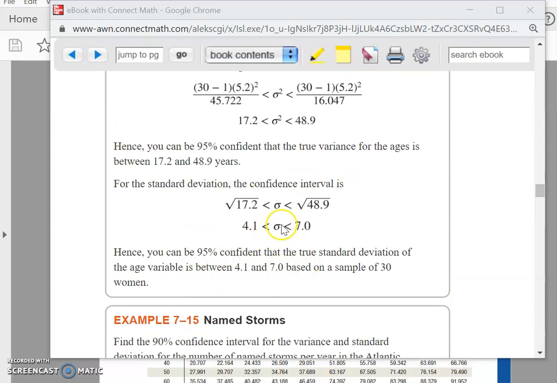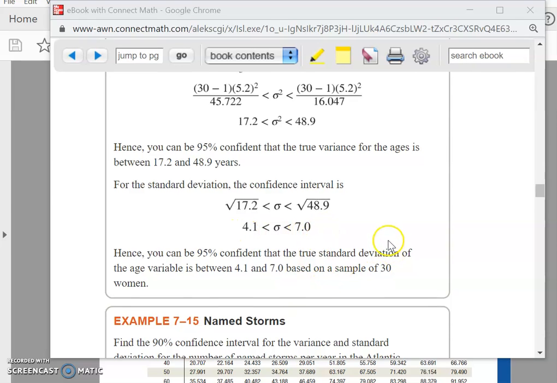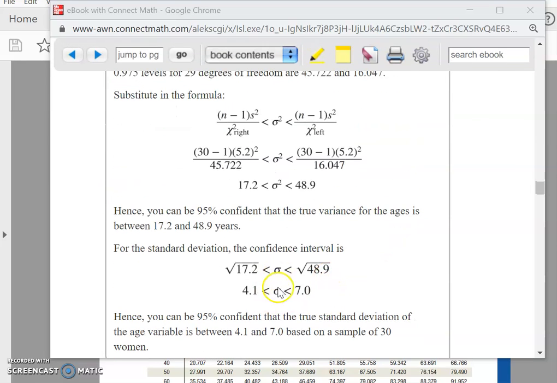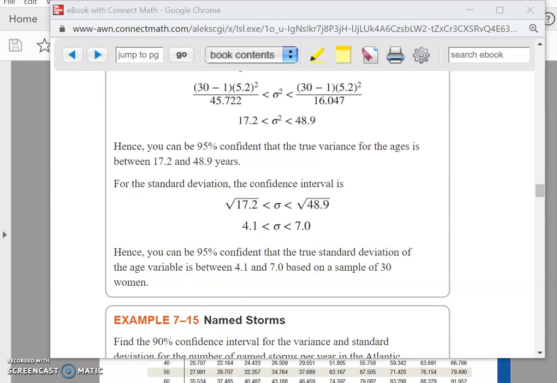As the author says, if you wanted the standard deviation, you just take the square root of everything. So sigma is between 4.1 and 7.0, which seems reasonable because based on a sample of 30 women, you came up with 5.2. So 5.2 is in there, and that seems pretty reasonable.